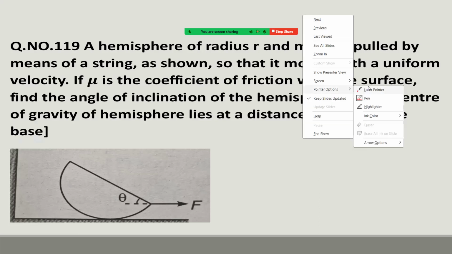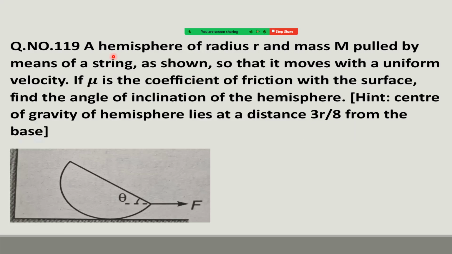Let's see the question given. A hemisphere of radius r and mass m is pulled by means of a string as shown so that it moves with a uniform velocity. Condition given: it is uniform velocity. It means the body is in equilibrium. So uniform velocity means net force zero, right? Here there is no rotation, means there is no torque. So net force zero, net torque also zero.